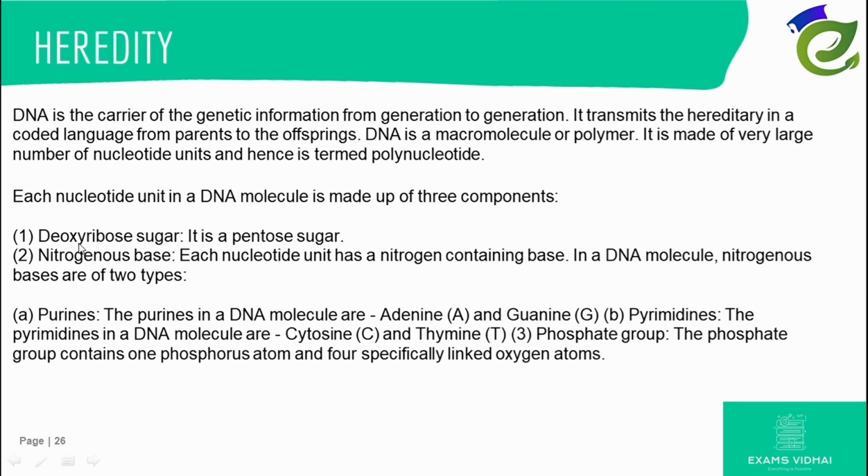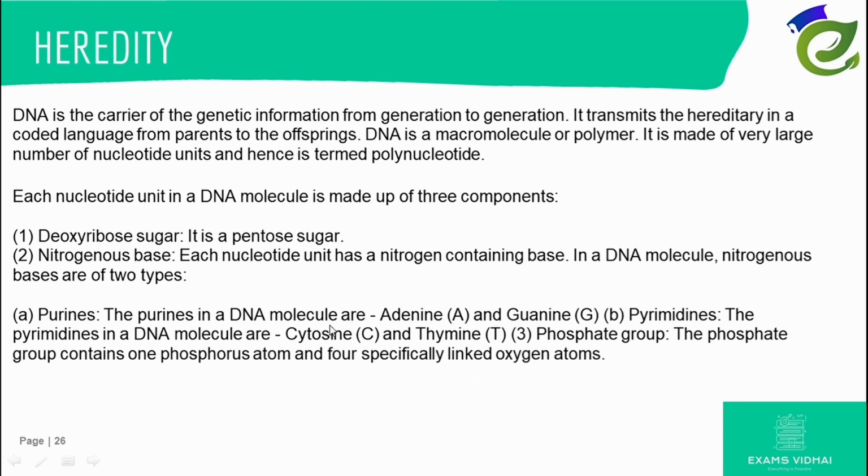First, deoxyribose sugar. It's one of the sugars. You'll be reading this in your intermediate too. It's a pentose sugar. Another one is the nitrogenous base. Each nucleotide unit has a nitrogen containing base. In a DNA molecule, nitrogenous bases are of two types. The first type is purines. The purines in a DNA molecule are A and G, and pyrimidines in a DNA molecule are C and T. What's A? Adenine. What's G? Guanine. C? Cytosine. And T? Thymine. You have four types: A, G, C, T.